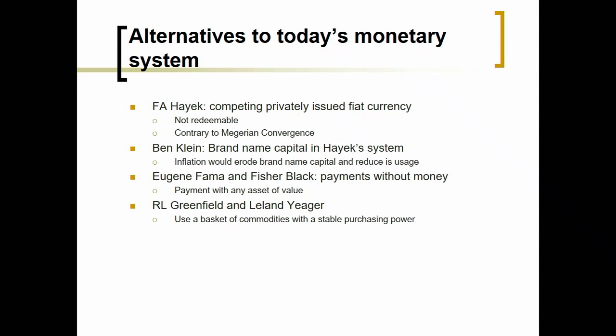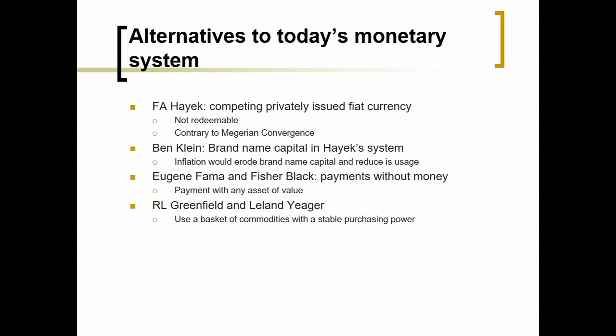Now one of the reasons why this can't exist in the real world is it's contrary to Menger's convergence. People prefer to have one unit of account. You don't want 10 prices listed. When you go to buy something, you just want one currency. It makes it so much easier. So even if we had all these different types of privately issued currency, we would tend to converge to one. Only one is going to really be used.